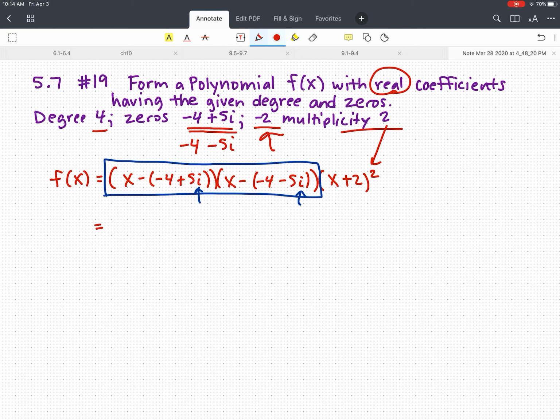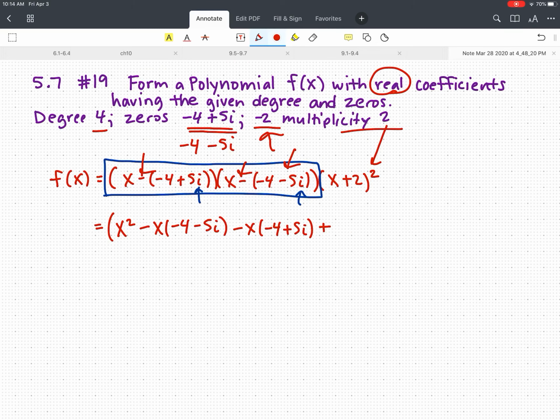So it's going to be FOILed out: first, outer, inner, last. So x times x is x squared. Outer will be x times this negative complex number, so minus x times negative 4 minus 5i. Then inner, x times this other complex number, or the negative of it, so negative x times negative 4 plus 5i. And then last, so remember that it's negative times negative, so it'll become positive.